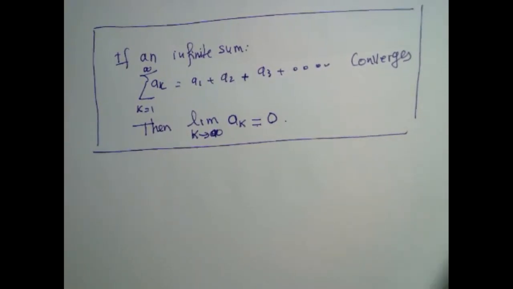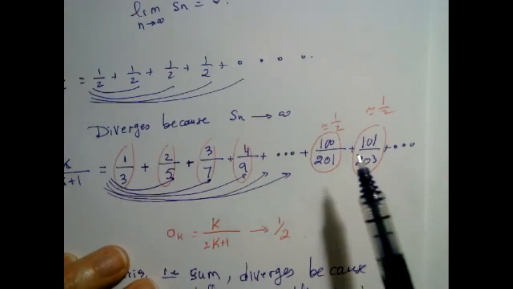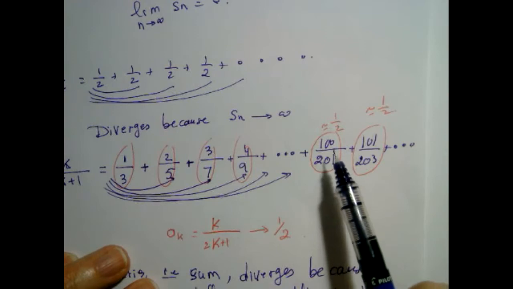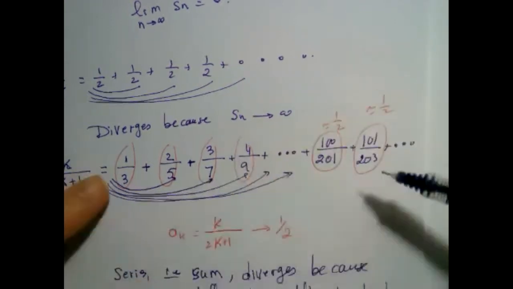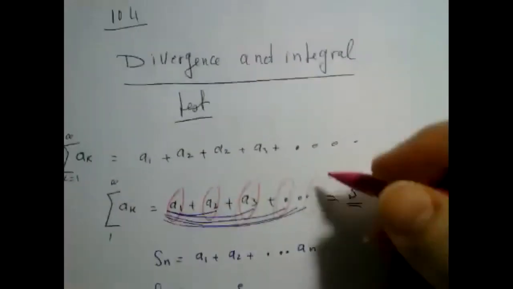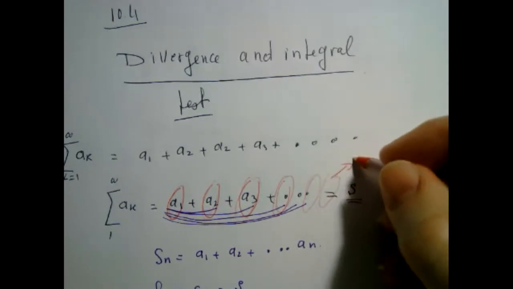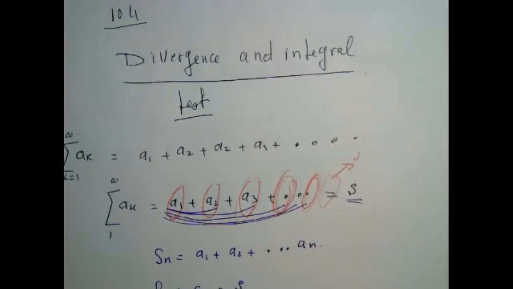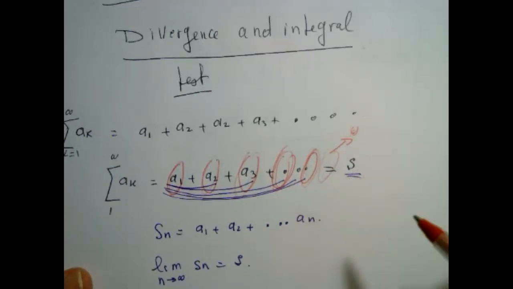For the reason that if the limit is not 0, let us say the limit is 1/2, that's what's happening. It means I will be eventually adding a half to a half to a half, causing the series to diverge. So if there is any hope that the sum will converge, those a_k have to go to 0.